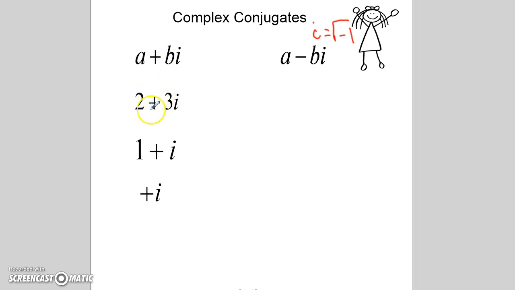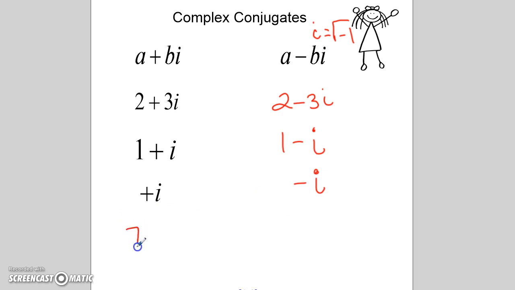So if I'm given a zero of 2 plus 3i, my conjugate is 2 minus 3i. If I'm given a zero of 1 plus i, my conjugate is 1 minus i. If I'm given the conjugate of minus i, it's plus i.